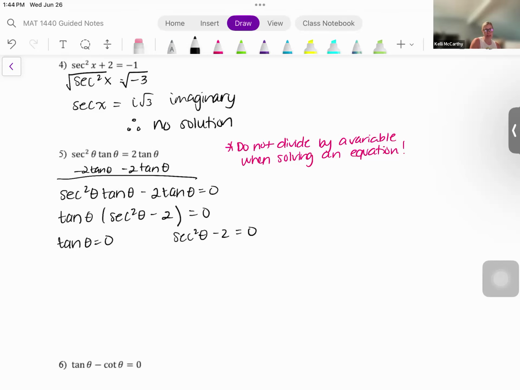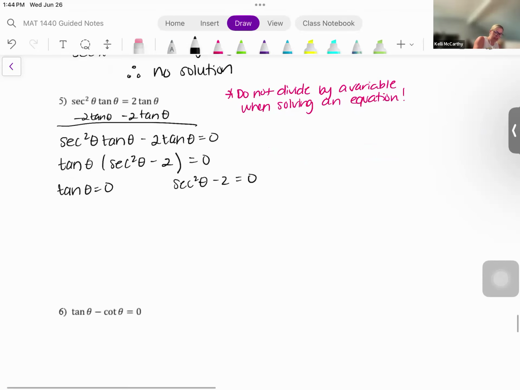Starting with tangent theta equals 0. Remember that tangent theta is equal to sine theta divided by cosine theta. And in order for this ratio, sine theta over cosine theta, to be 0, that means sine theta has to be 0. And sine theta is 0 at theta is equal to 0 and pi.